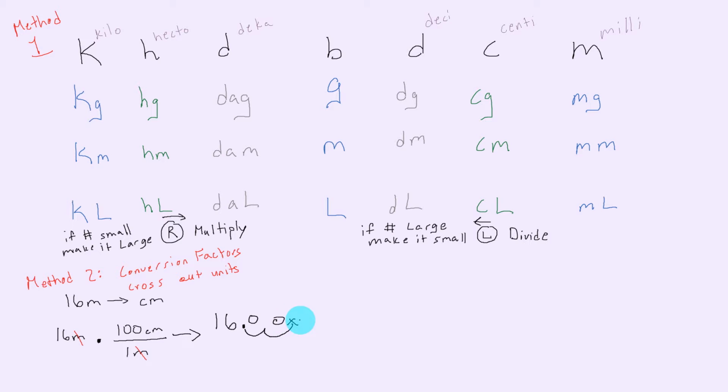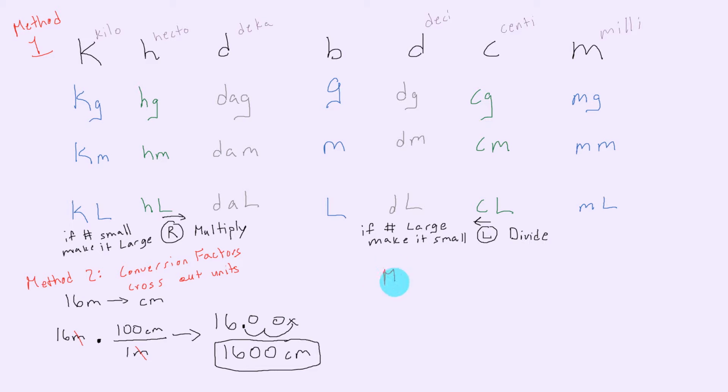Before I write the final answer down, let's check to make sure we should have moved 2 units to the right. Okay, I'm going to locate meters in the table here. I've located meters, and to get to centimeters, I have to move 2 units to the right. That's cool. So it looks like 16 meters is equivalent to 1600 centimeters. And let's look at another problem.